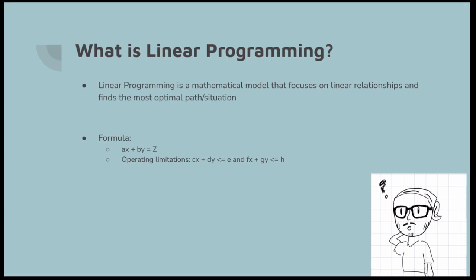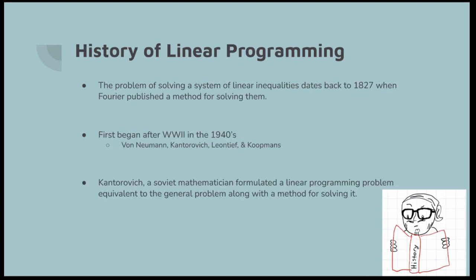Before we dive into our mathtastic voyage, let's talk a little history. Because linear programming dates all the way back to 1827, where the problem of solving a system of linear inequalities was first published by Fourier. Good old Fourier. Linear programming also has a very interesting history in relation to its classification as a military secret.